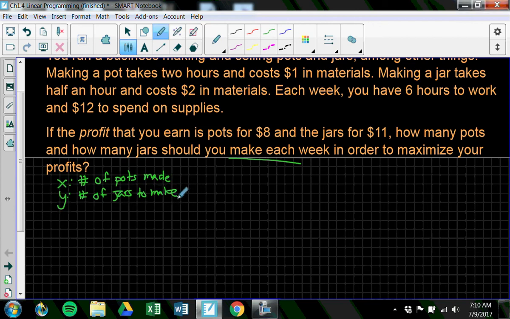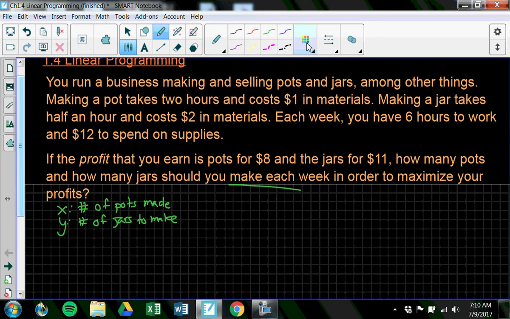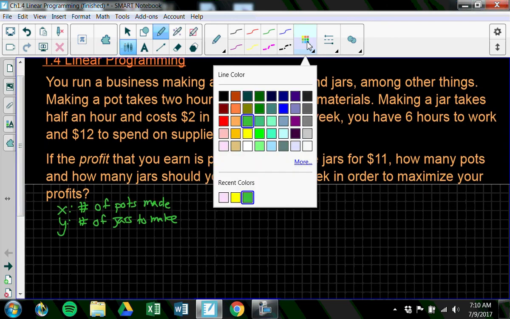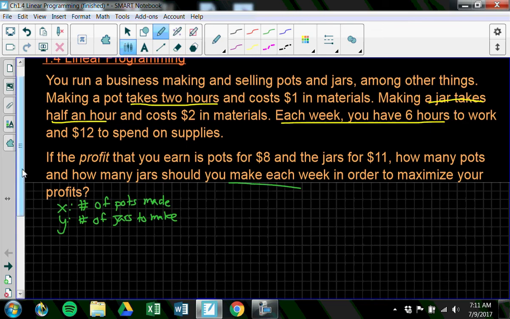Now we've got to start making equations. We're going to take the information we have and make equations out of it. Well, what are we constrained by? We know that making a pot takes 2 hours. Making a jar takes half an hour, and altogether we have 6 hours to work. So we're going to spend only 6 hours a week making pots and jars, and I guess we'll spend the rest of our time making other things.